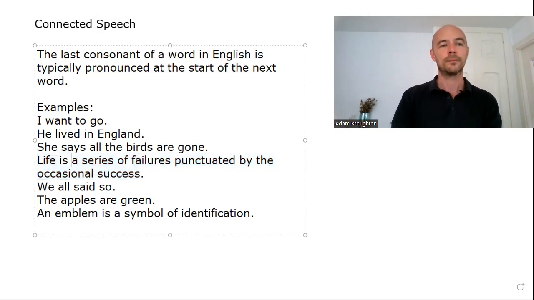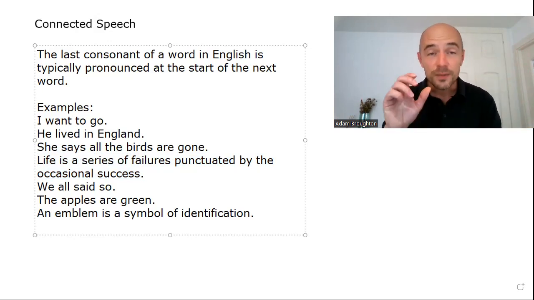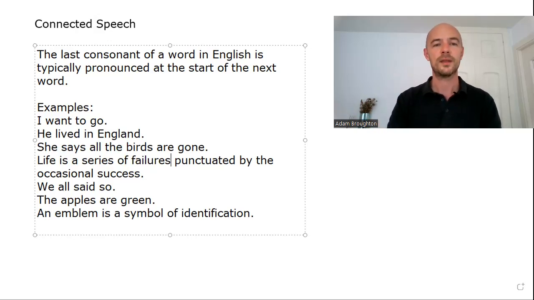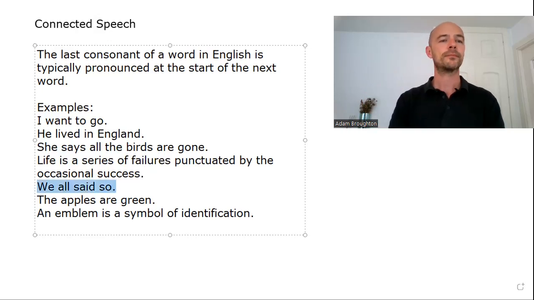So this is a tricky one. An easy one here is "life is a series." Life is a series of zov. The S goes with "of." We don't say "a series of," we say "a series of." Failures punctuated, failures punctuated. So the S goes with the P there. Occasional success, occasional success. So the L is a bit longer there, all right?